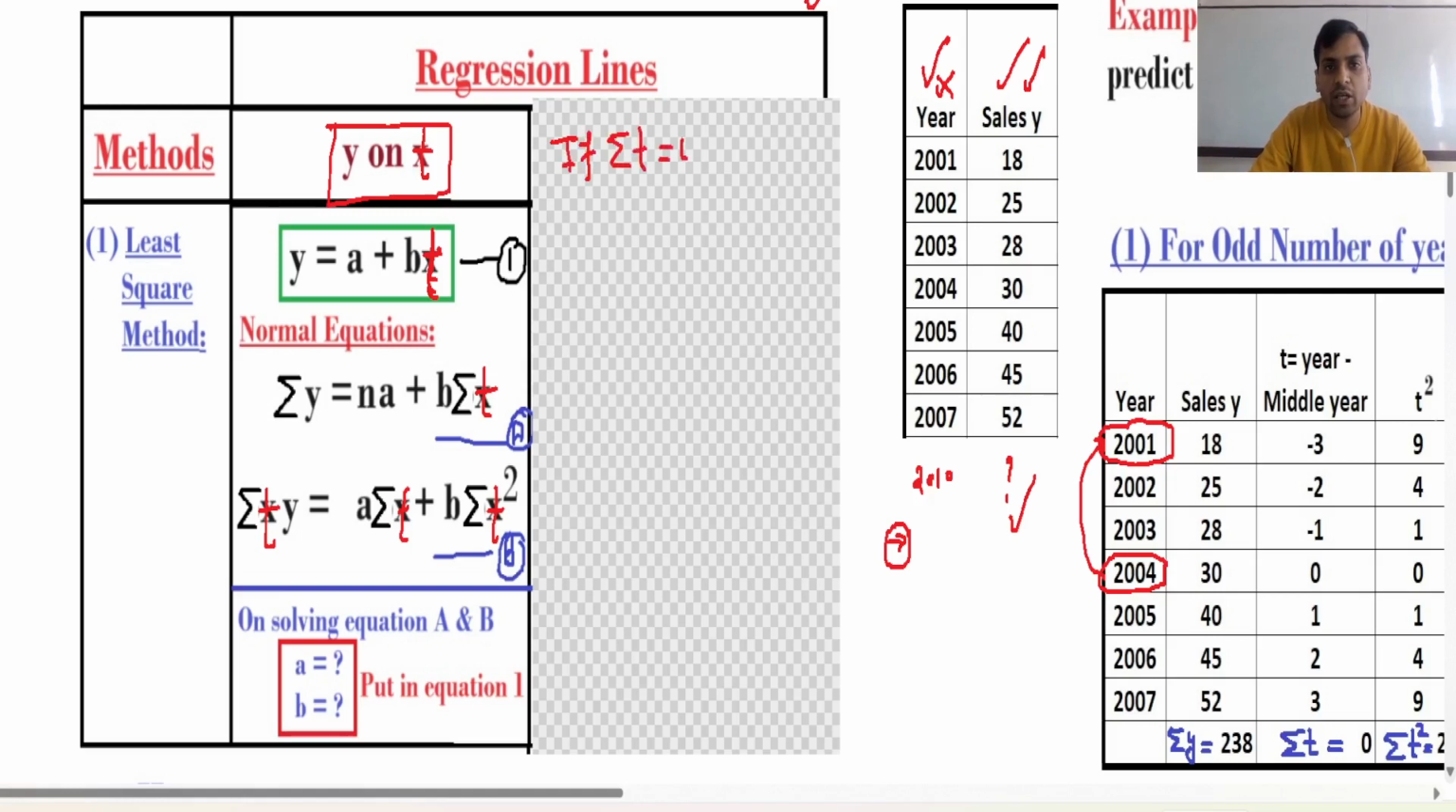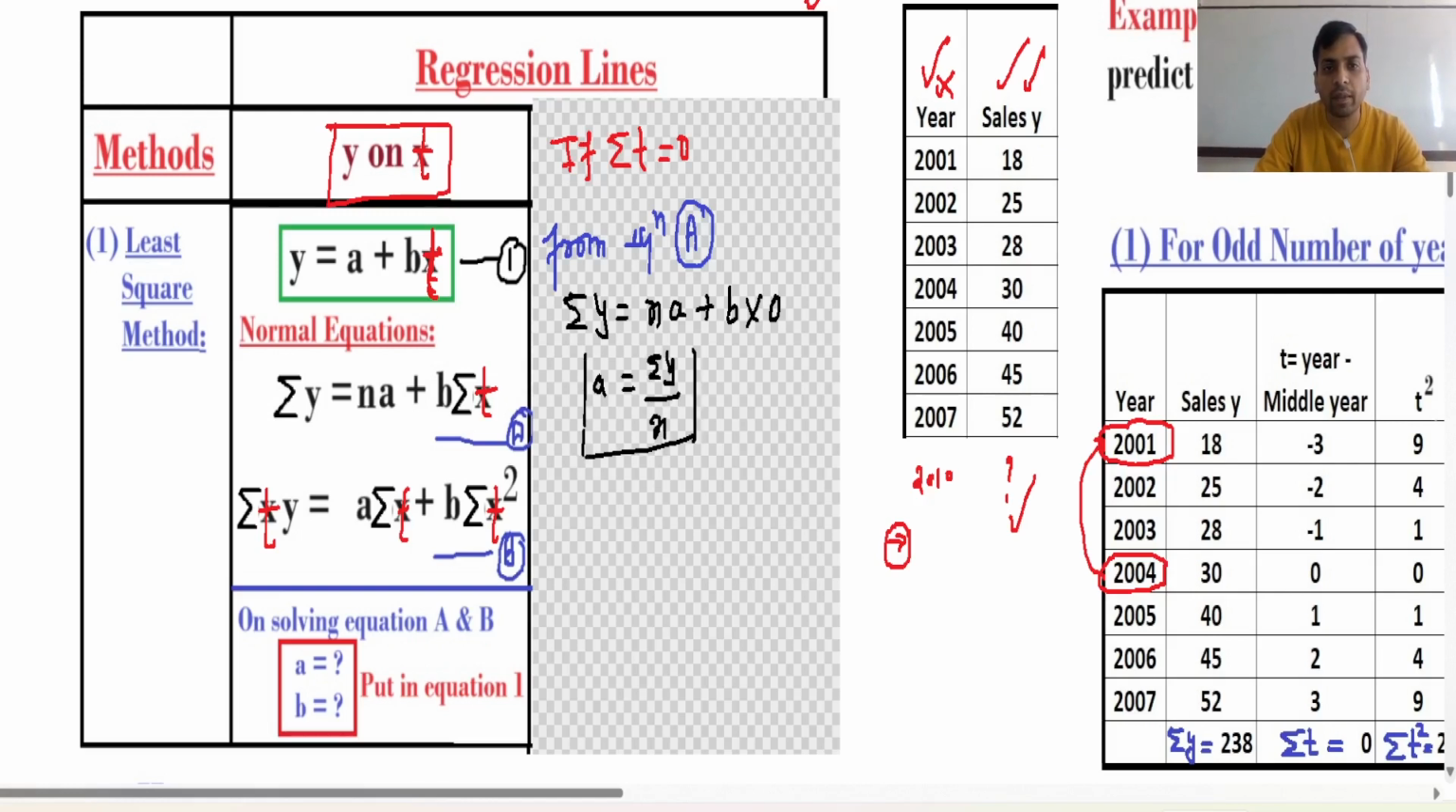So if summation t equals 0, from equation A, this equation A, we will put summation t equals 0. Then you will see this as summation y equals n a plus b into 0. And this equation gives a equals summation y upon n, because this term is now 0.